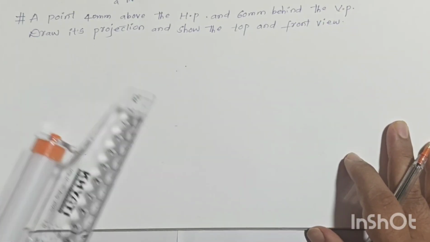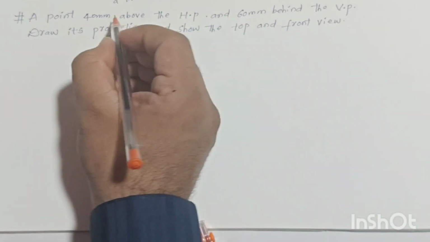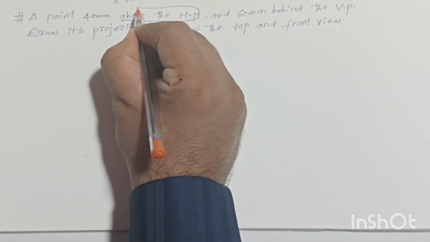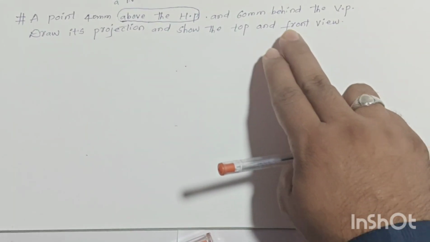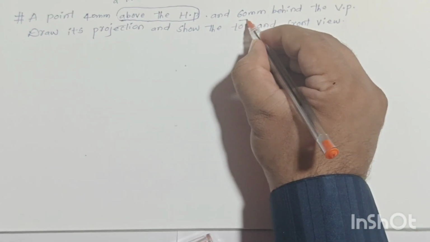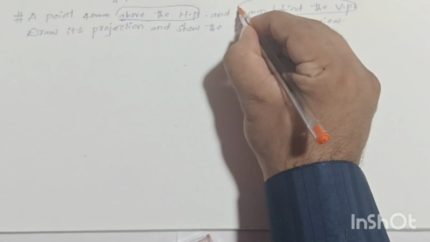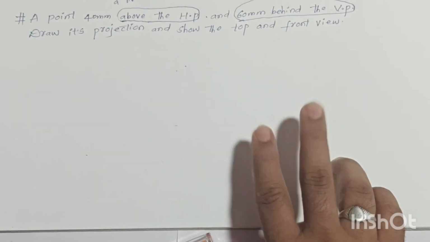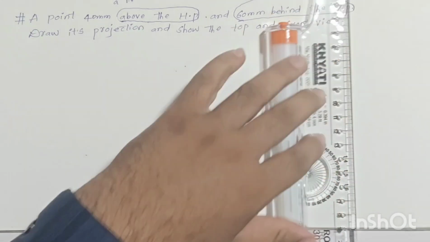Clear? Done. First of all, read the question. A point 40 above the HP. Just underline this word, above the horizontal plane. Okay, 60 behind the VP, above and behind. It lies in which quadrant here? It lies in the second quadrant. Clear? You know the concept of the second quadrant formula.